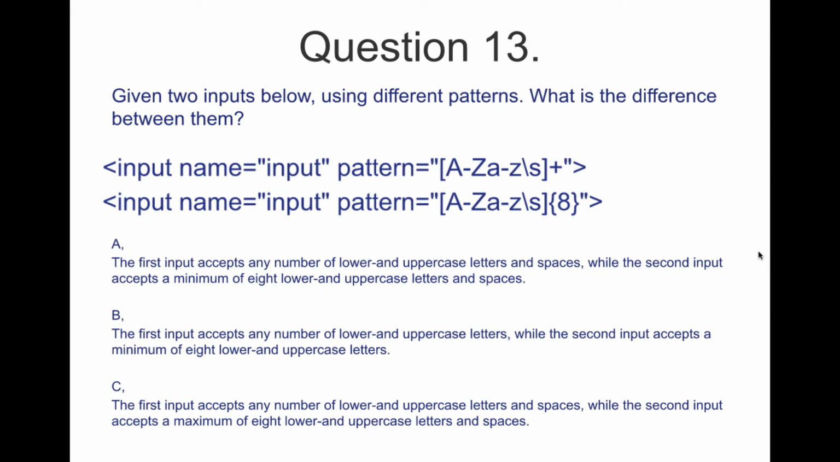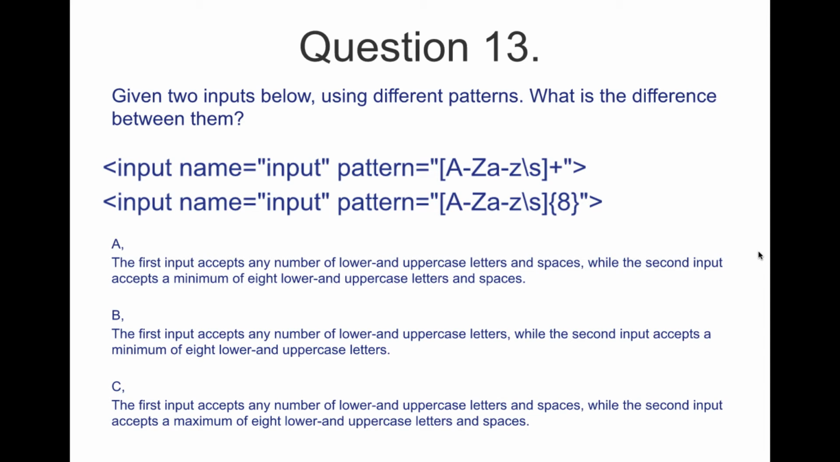And your options for the different patterns, so what's the difference between these 2 patterns? So A, the first input accepts any number of lower and uppercase letters and spaces, while the second input accepts a number of 8 lower and uppercase letters and spaces. Option number B, the first input accepts any number of lower and uppercase letters, while the second input accepts a minimum of 8 lower and uppercase letters.